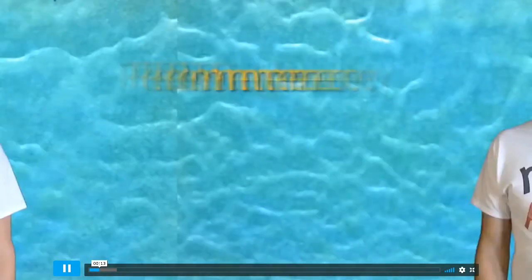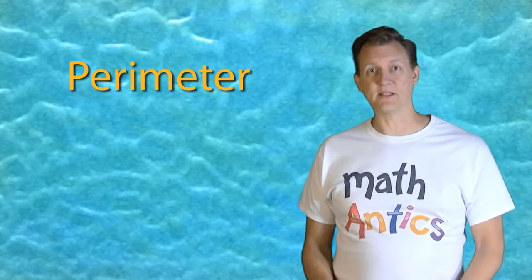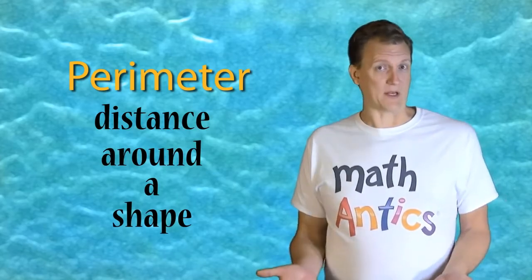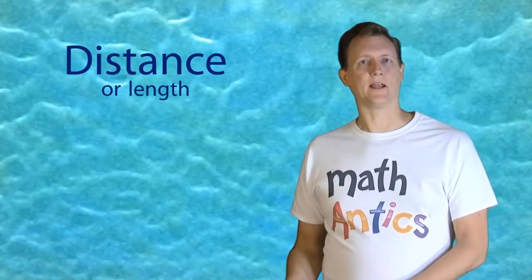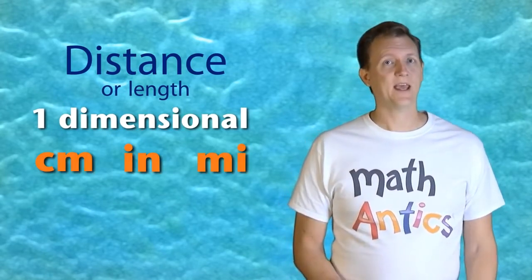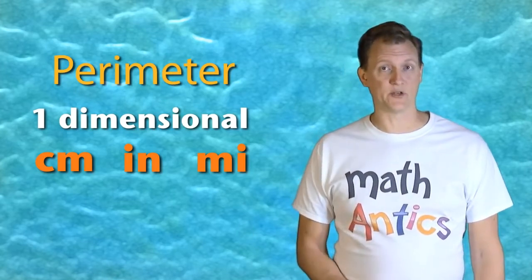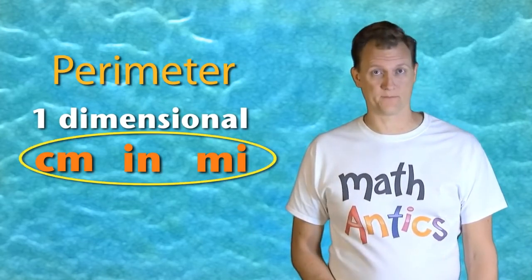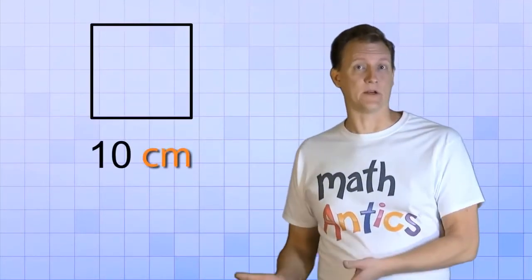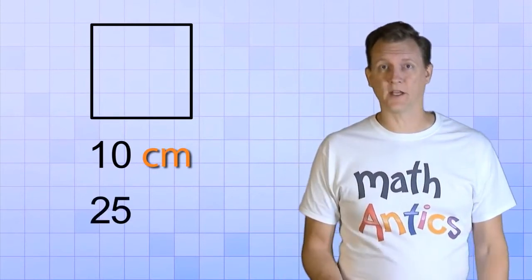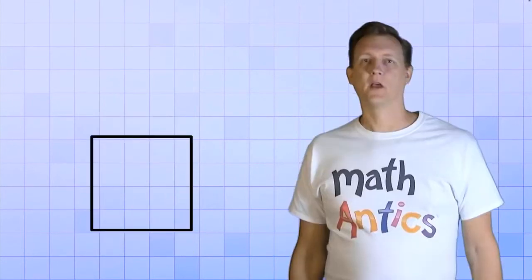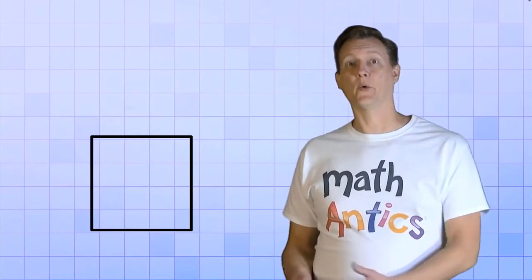Called perimeter. Perimeter is just a fancy math term that means the distance or length around a shape. But what exactly does the distance around a shape mean? Well, distance or length is a one-dimensional quantity that we can measure with units like centimeters, inches, or miles. That means that perimeter is also a one-dimensional quantity that we can measure with units of length. For example, the perimeter of a shape wouldn't be just 10, but it could be 10 centimeters. Or instead of being just 25, it could be 25 miles. The units are really important when you're talking about perimeter. Okay, but what exactly do we mean by around a shape?